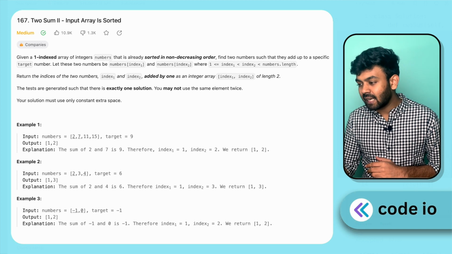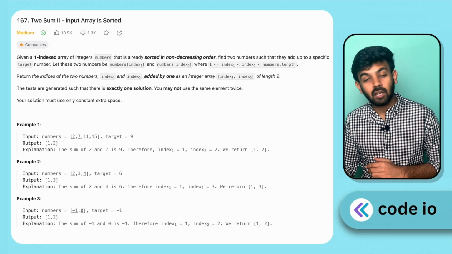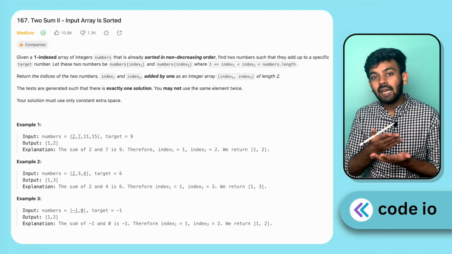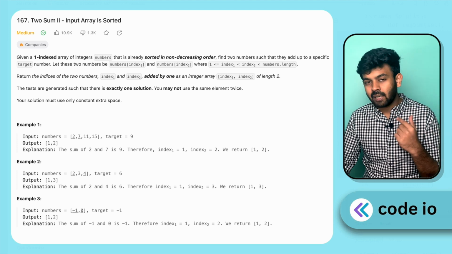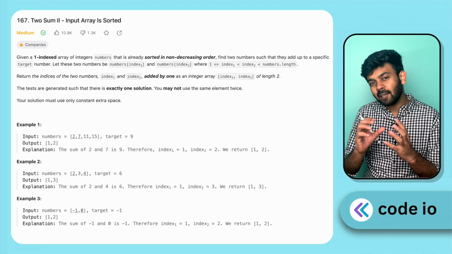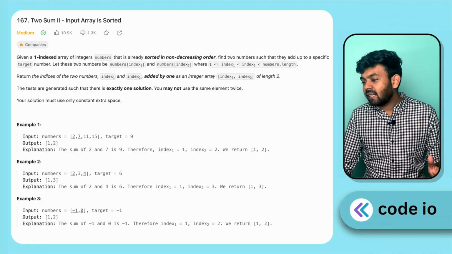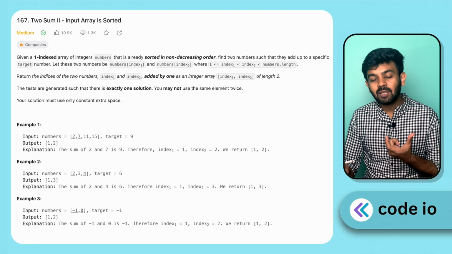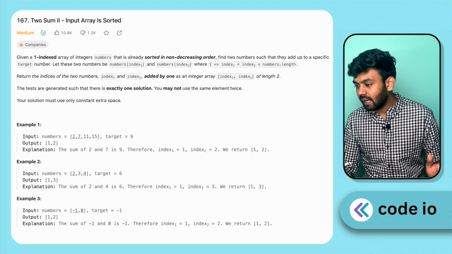Given a one-indexed array of integers numbers that is already sorted in non-decreasing order. Meaning you are given a sorted array in ascending order, starting from a lower number and ending at a higher number. They have just complicated it a bit by saying non-decreasing order. So find two numbers such that they add up to a specific target. Just like in 2 Sum, you are going to find a couple of numbers that add up to a target, but the difference is that we are given a sorted array in this case.